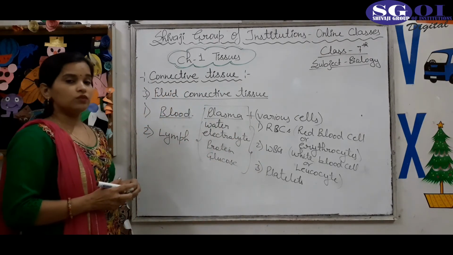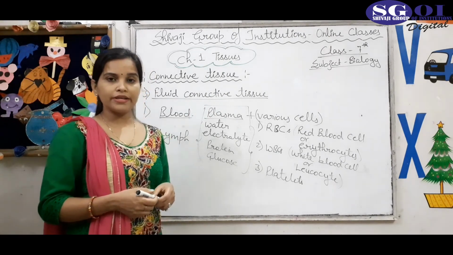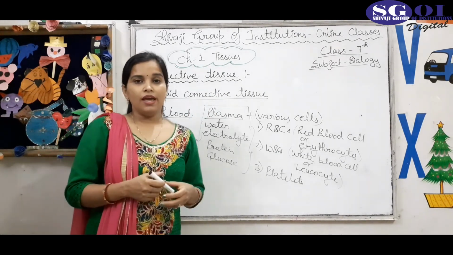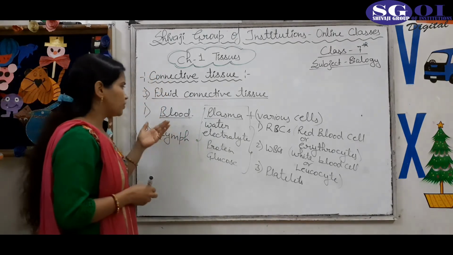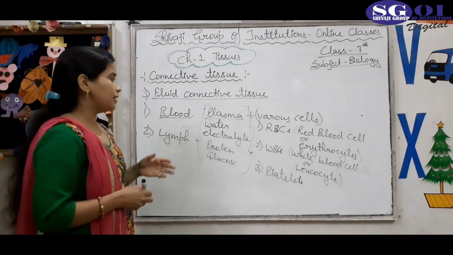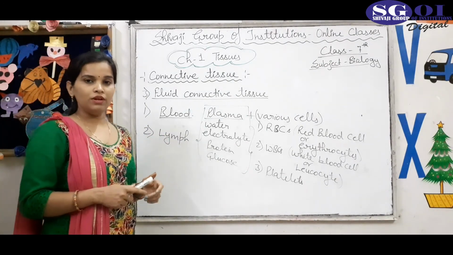And the main function of the blood is to transport oxygen, glucose, and amino acids throughout our body. And it also provides protection from foreign bodies. This is the main function of the blood. It is a red colored matrix which flows throughout our body.